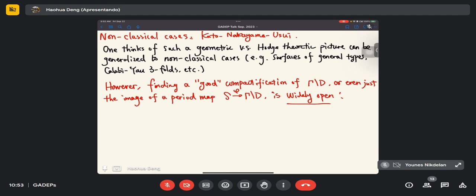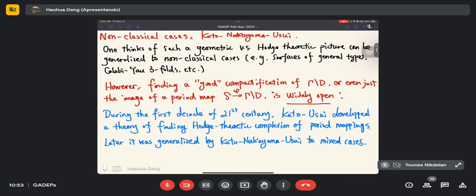For example, for the second question, finding a completion of the image of the period map, there are some works in recent years. In Baker, Brunebarbe, and Tsimerman's paper, they used the o-minimal method to prove that the image of such a period map should always be quasi-projective. They proved that by showing the augmented Hodge line bundle can be extended to the boundary, and this is an ample line bundle. However, that does not include much information on the behavior at the boundary.